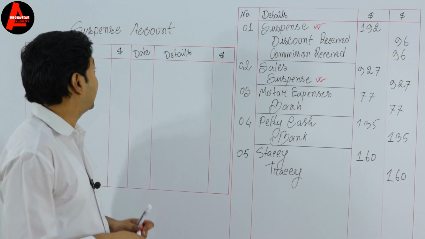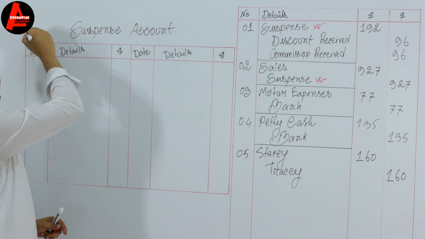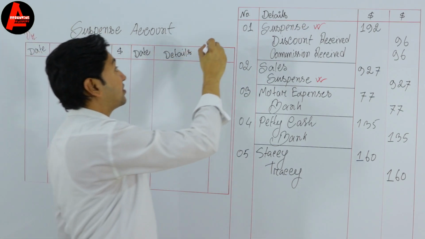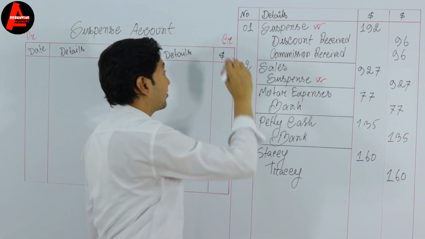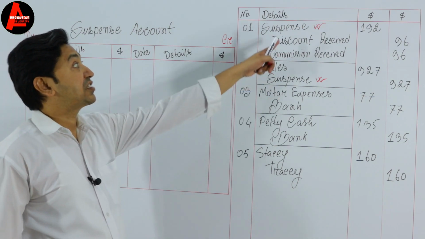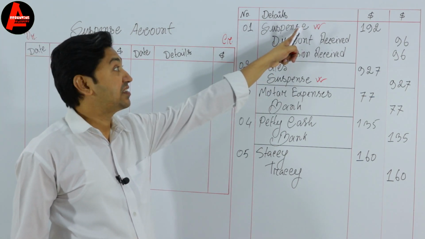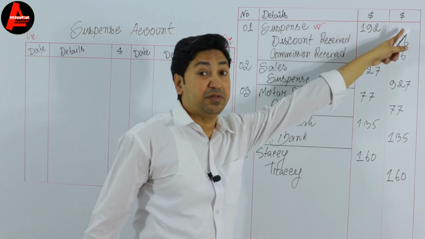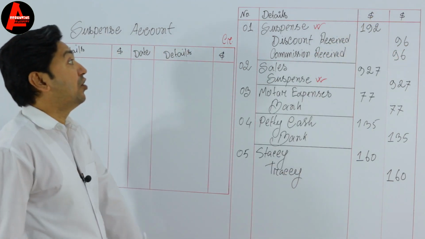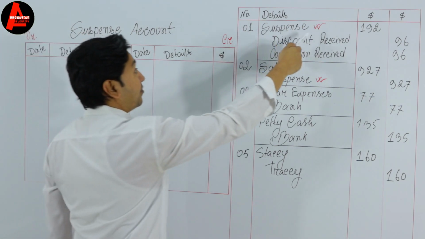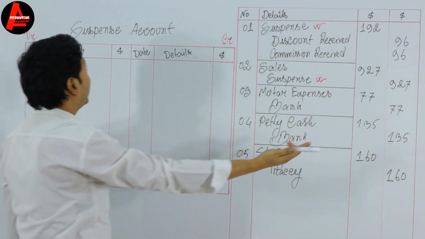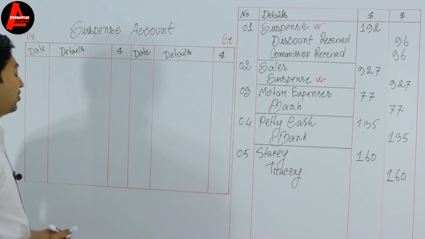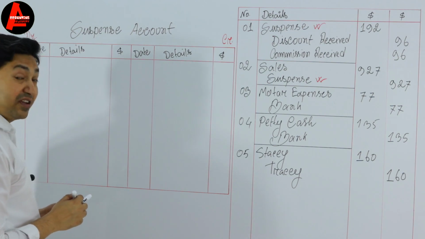I told you these 3 columns are debit columns, so we can write debit here, and these 3 columns are credit columns. Number 1: suspense is a debit account. It is debited here. We wrote the amount on the debit side. This column is the debit column and this column is the credit column. Don't be confused. Here suspense is a debit account, so we will come on the debit side.